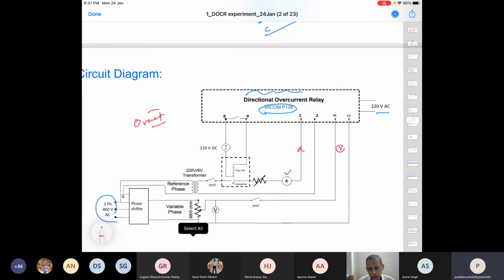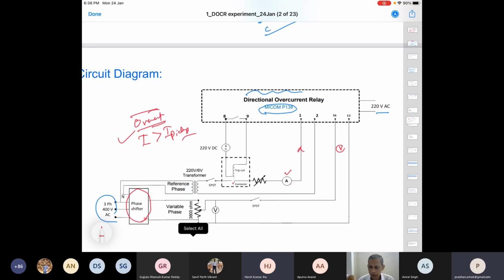So what we do in this lab experiment is that we don't emphasize on this. We inject current that is always greater than the high pickup. So that part is satisfied. Now we test whether the directional function is obeying or not, and what the characteristic is, and all these things that we would like to verify. So what you see here is a good arrangement, and we have a phase shifter here. Why do we need the phase shifter? This phase shifter is used to change the angle between voltage and current.